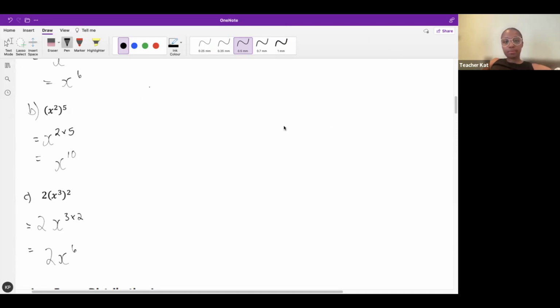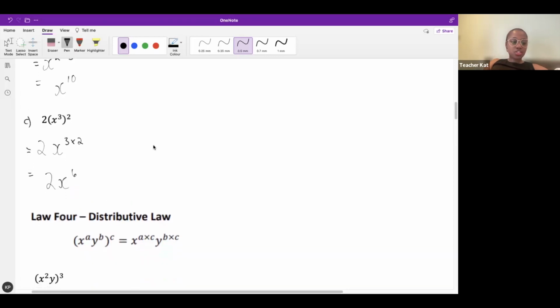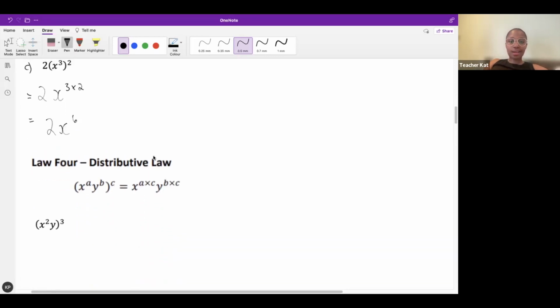Beautiful. Okay. Now, law 4 is just an extension of law number 3. In this case, we have more than one base, more than one power, if I should say. Leachilwe, welcome. So we have x to the power of a times y to the power of b.